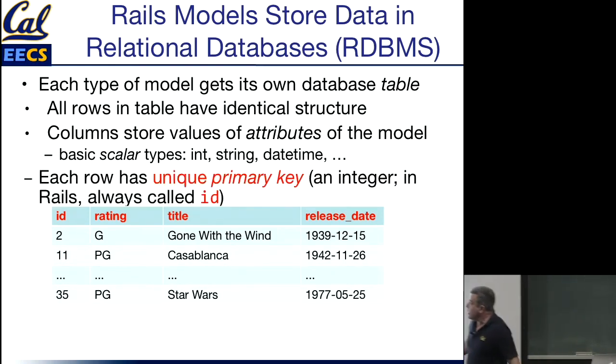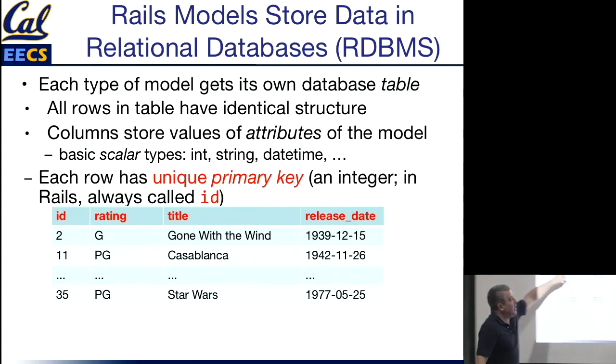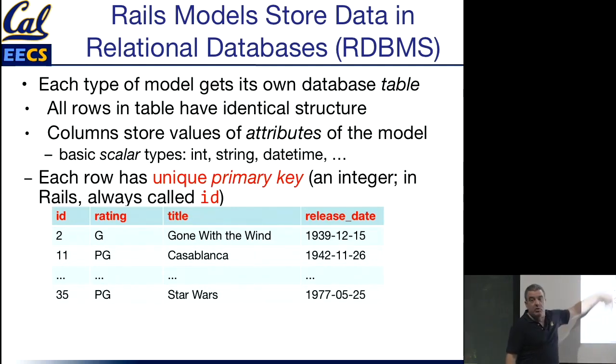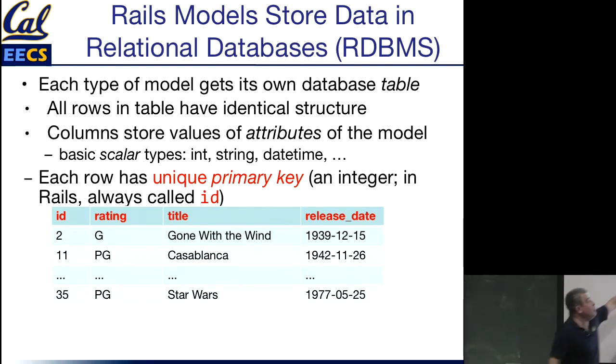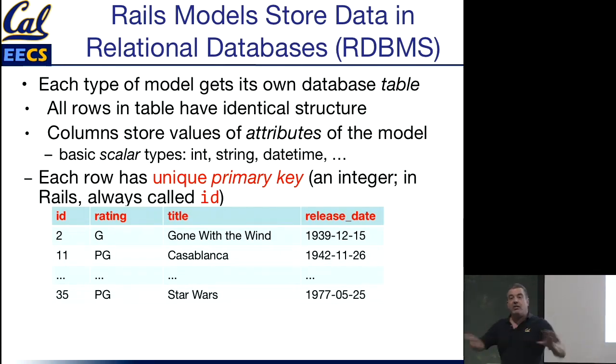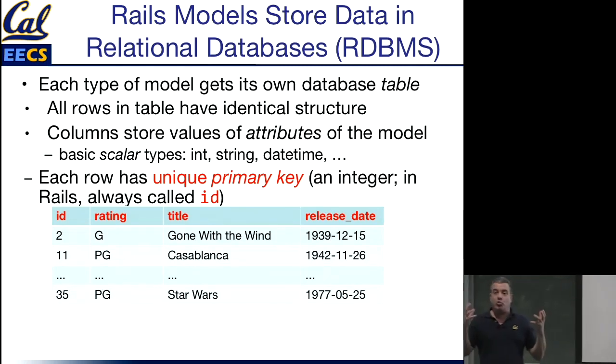And each row has a unique primary key. That's this thing on the left. This is guaranteed to be unique within that table. So no other movie will have an ID of 2. No other movie will have an ID of 11. In the database world, you can give this column any name you want. However, in Rails's opinionated world, this column always should be called ID, just ID. Again, why? Because there's a whole bunch of automatic machinery that if you agree to do this, then there's a lot of work that you don't have to do. A lot of things that just work because they're allowed to assume that you followed the convention.